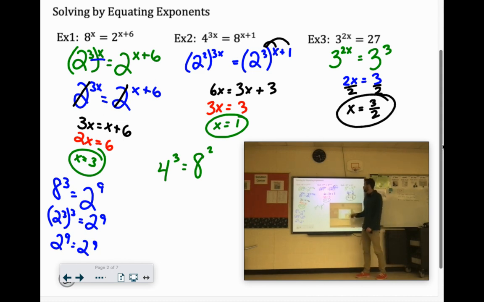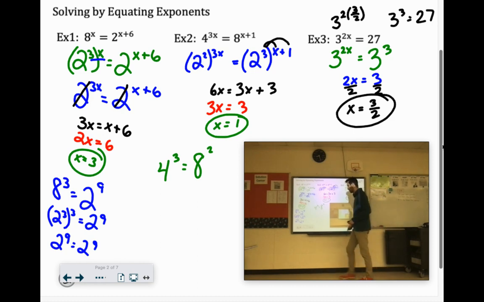Now if you were to substitute that into the original, 3 to the 2x, 3 over 2. So if you multiply 2 times 3 over 2, 2 times 3 is 6, divided by 2 is 3. So we end up with 3 to the third equals 27, and that's true. 3 to the third, 3 times 3 times 3 is 27.